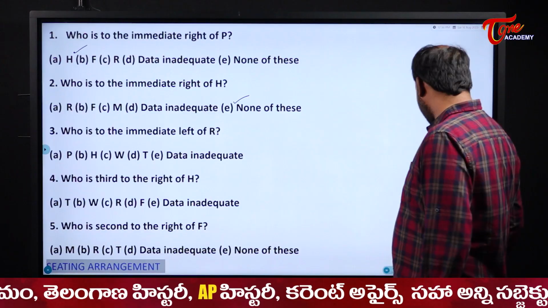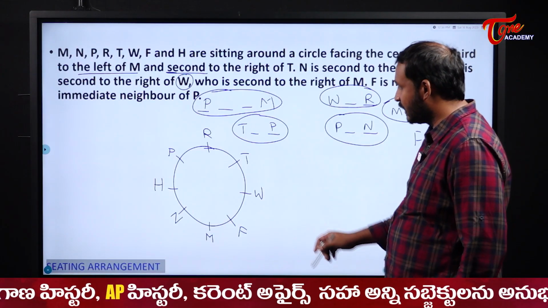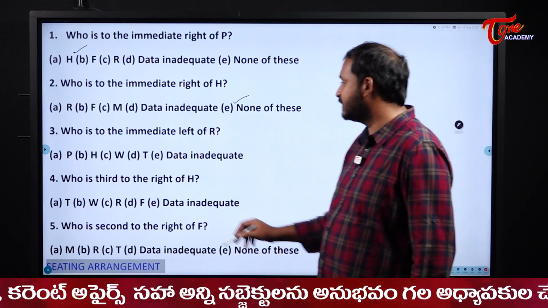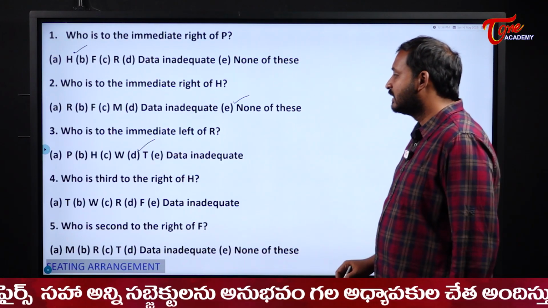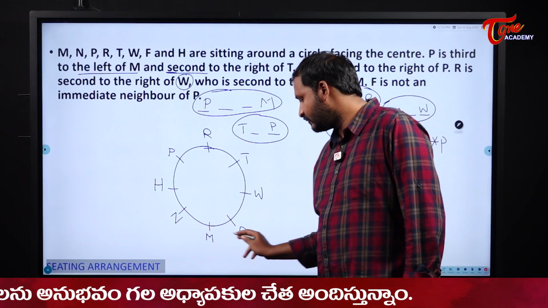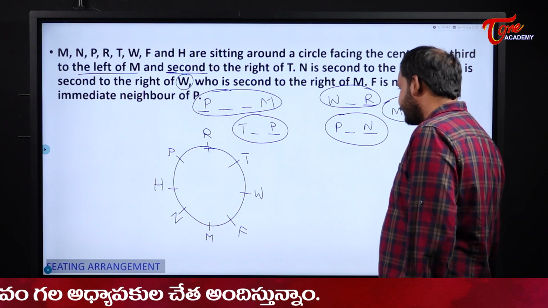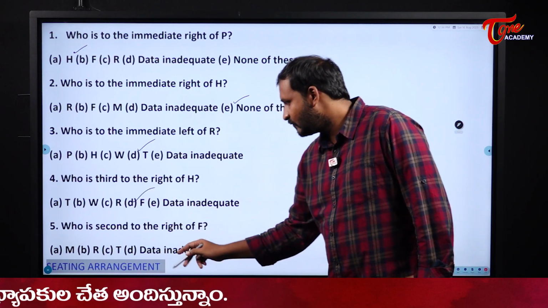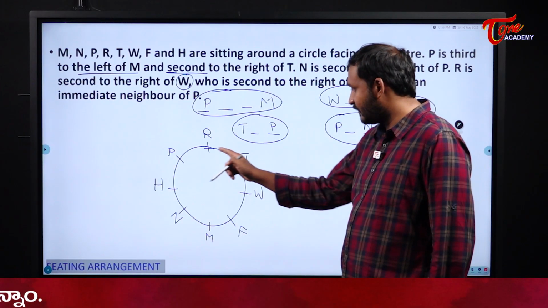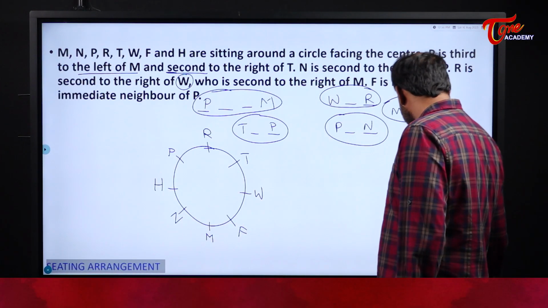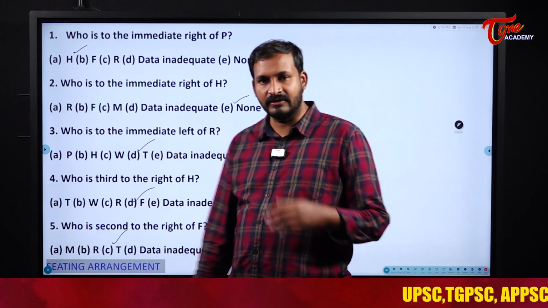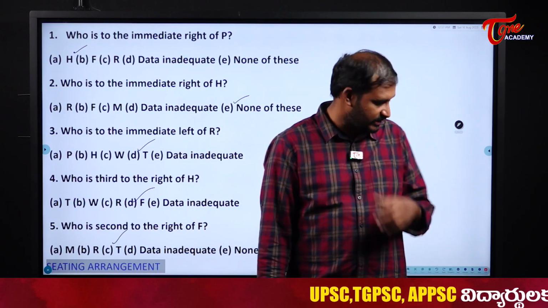Who is the immediate left of R? R is sitting here, left is T. The immediate left of R is T for us. Who is the third to right of H? H is here 1, 2, 3. It is F. Third to right of H is F. Who is the second to right of F? F's second right it is T. So just break the question and try to answer the questions.